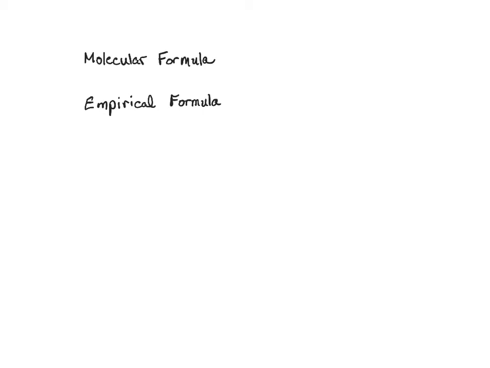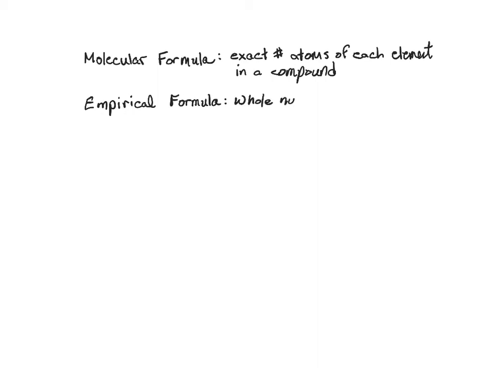So the molecular formula is actually going to give us the exact number of atoms of each element in a compound. Whereas an empirical formula is only going to give us the whole number ratio of atoms of each element in the compound.